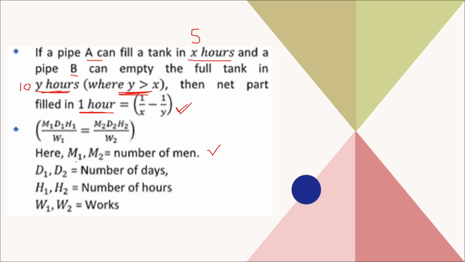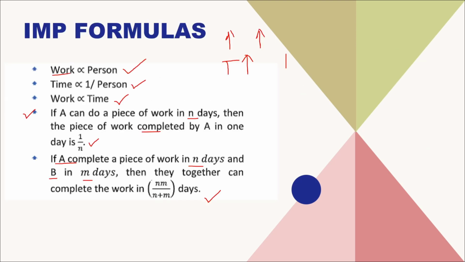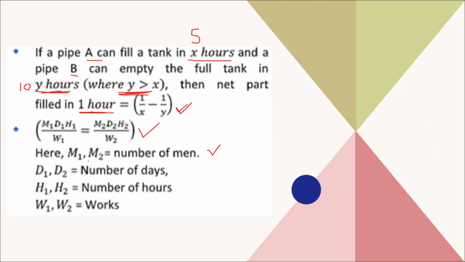So then what will be your formula? M1, M2 are nothing but the number of men. D1, D2 are the number of days. H1, H2 are the number of hours they work. And W1, W2 is nothing but the work done. So I can equate both of them together. We have seen in the previous one, the initial formulas: work is directly proportional to persons, work is directly proportional to time, and time is inversely proportional to the persons. So all the three we have combined together.